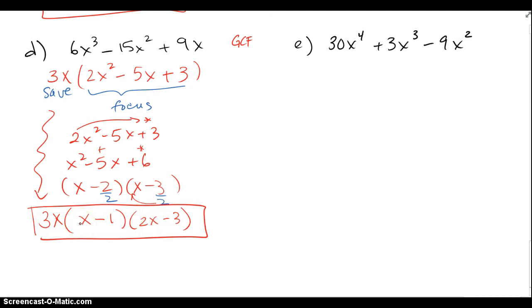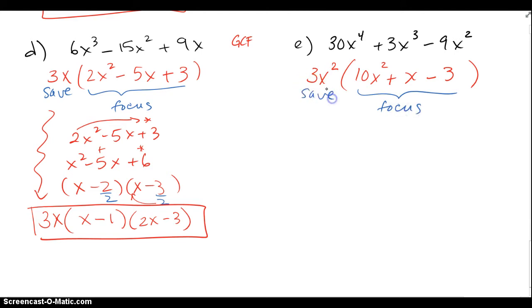Let's go to part E. Again, things look a little bit different, but we have a GCF of 3 again, and it looks like an x squared this time. That's going to give me 10x squared plus just 1x minus 3. Now I'm going to go focus on this guy and save the 3x squared for later. So my trinomial to worry about is 10x squared plus 1x minus 3.